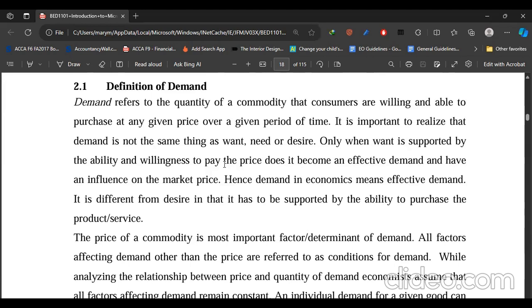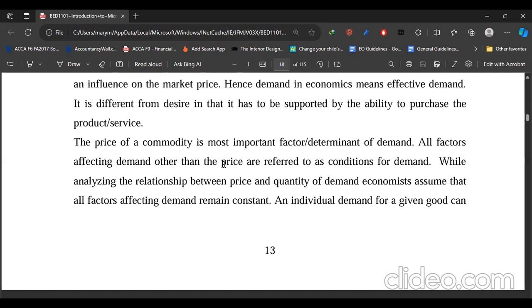You need to have a desire. Like you ladies, you normally have desires for things that you have seen, right? You want that product, and it becomes a demand if, for example, it is supported by your ability, based on how it fits you, and willingness to meet the price of that commodity. And that is what we are discussing. You are going to achieve the effective demand in the market price. Hence, demand in economics means effective demand. It is different from desire in that it has to be supported by the ability to purchase the product.